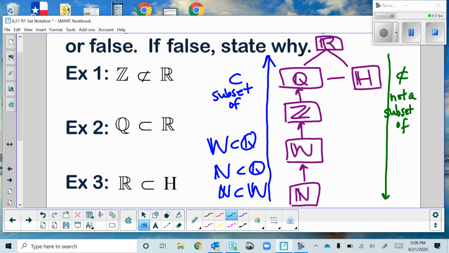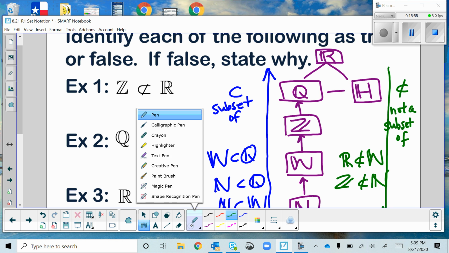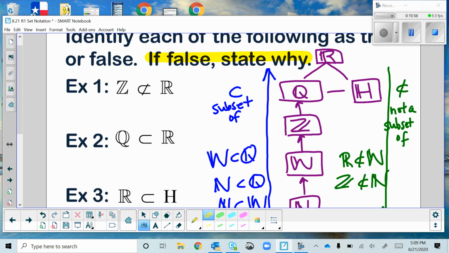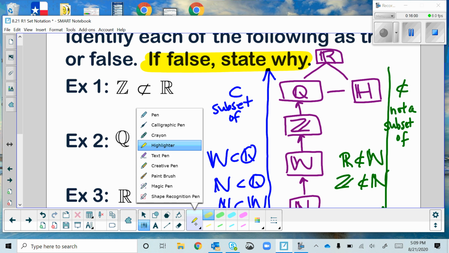So for example, if the thing I'm writing on the left of my statement is the real numbers, it is not a subset of anything below it. So it would not be a subset of the whole numbers, for example. And the integers would not be a subset of anything below them, like the natural numbers. So I want you to take a minute on those examples right there and to say if they're true or false. And if you've decided one of them is false, you need to state why. So pause your video and try that.